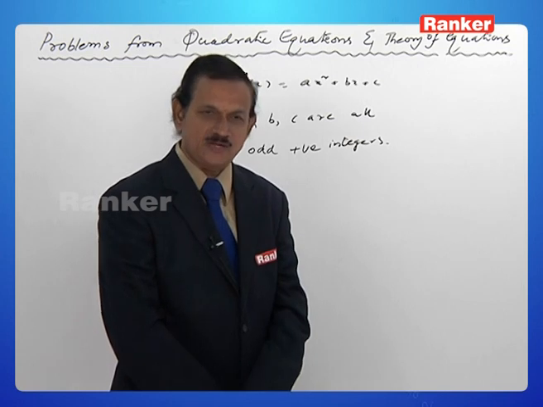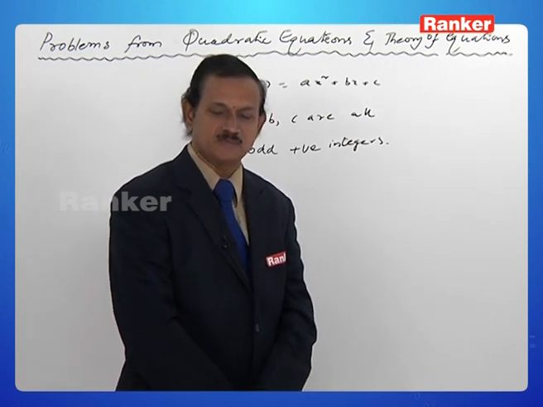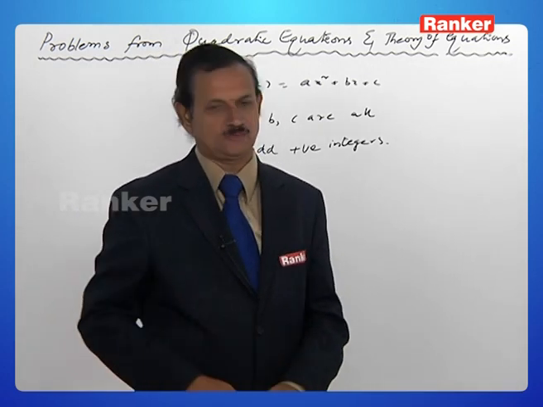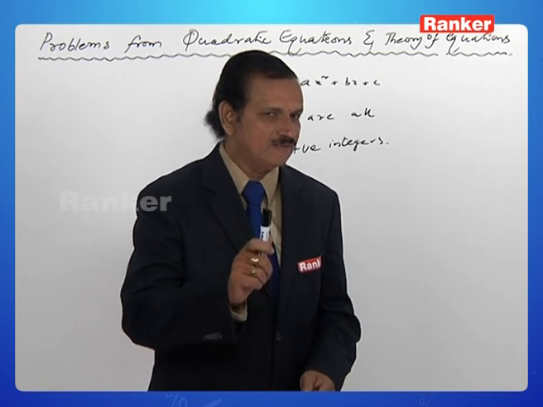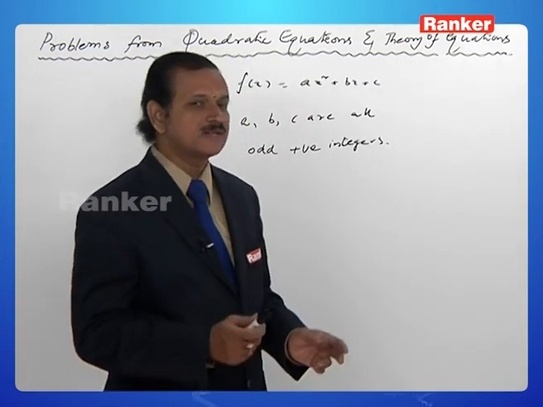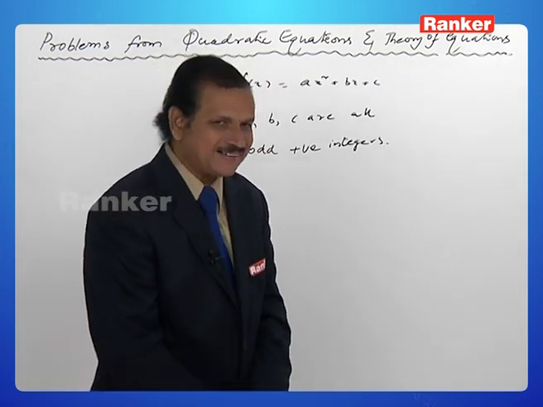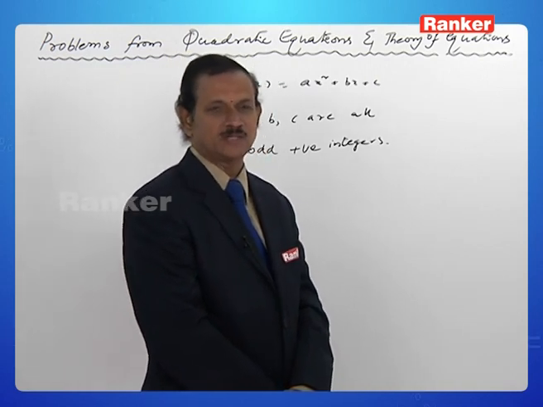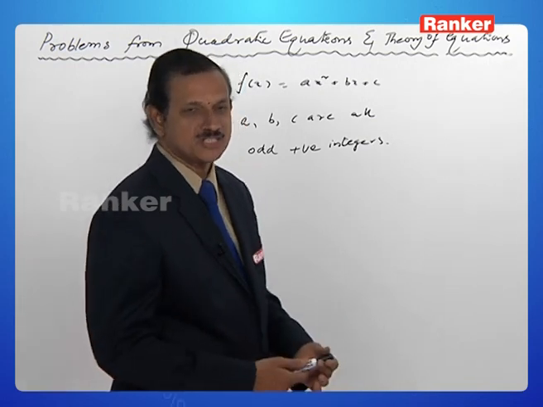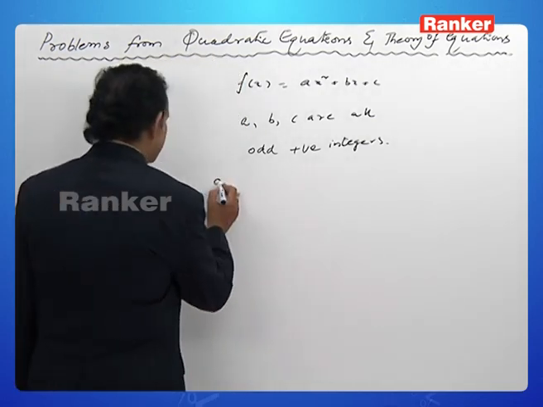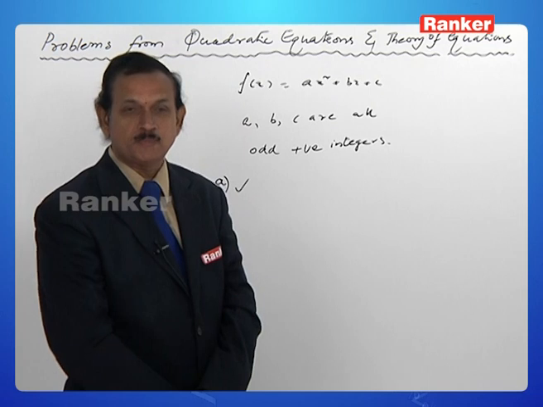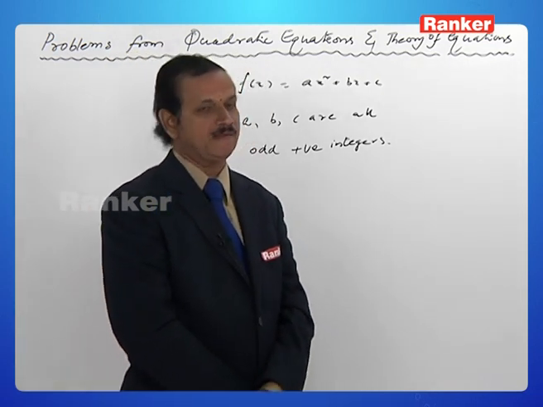So that quadratic equation ax square plus bx plus c is equal to 0 with the coefficients a, b, c as odd positive integers can never have rational roots. Here it has been given that it has real roots and the roots are not rational. What does it mean? The two roots must be irrational. Therefore, f of x is equal to 0 always has irrational roots. So first option is correct. Moreover, this is a multiple answer question. We have to check another option also.